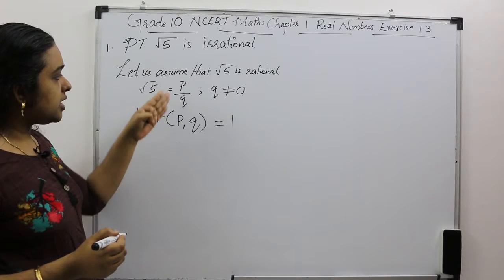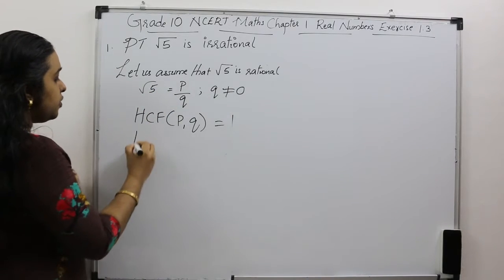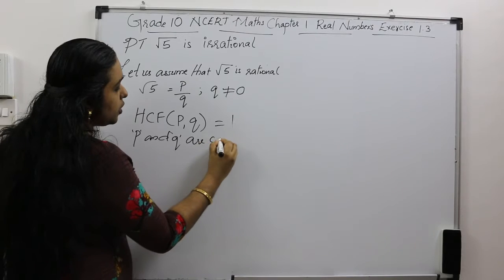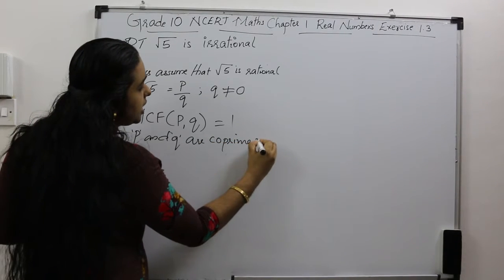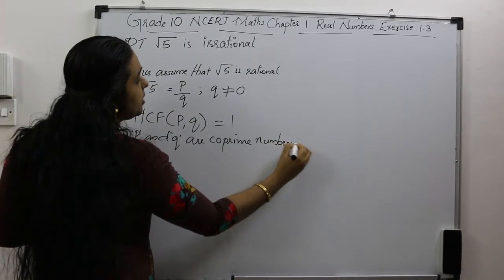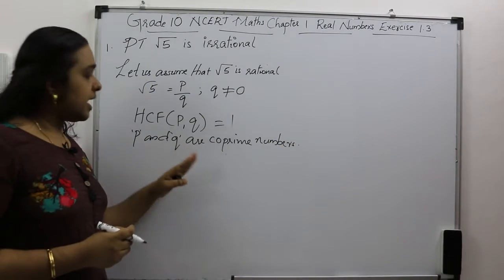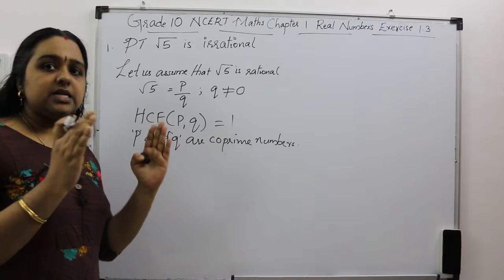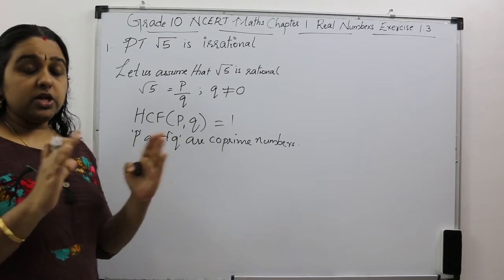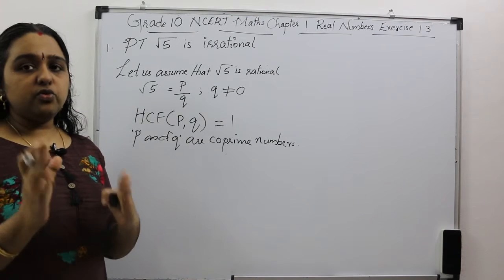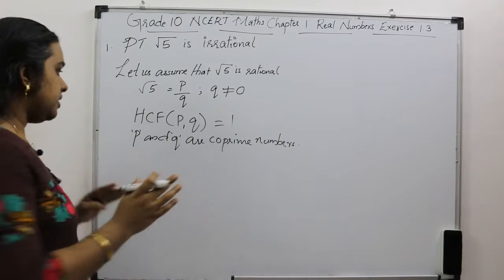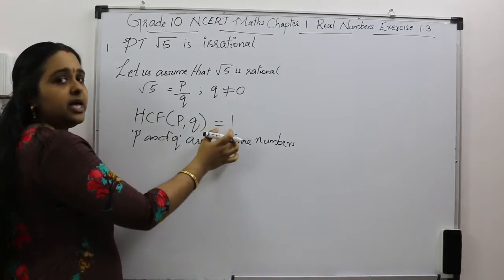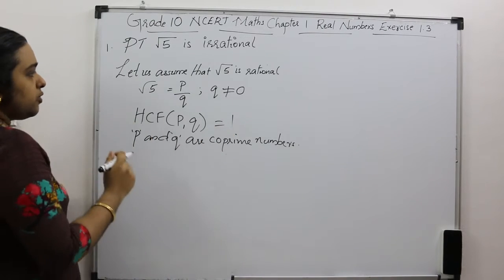The highest common factor of p and q will be 1, or p and q are co-prime numbers. Co-prime numbers means those numbers with the highest common factor 1, or another way we can say they have only two common factors, that number and 1. So in another way we can say the HCF of p and q will be 1.